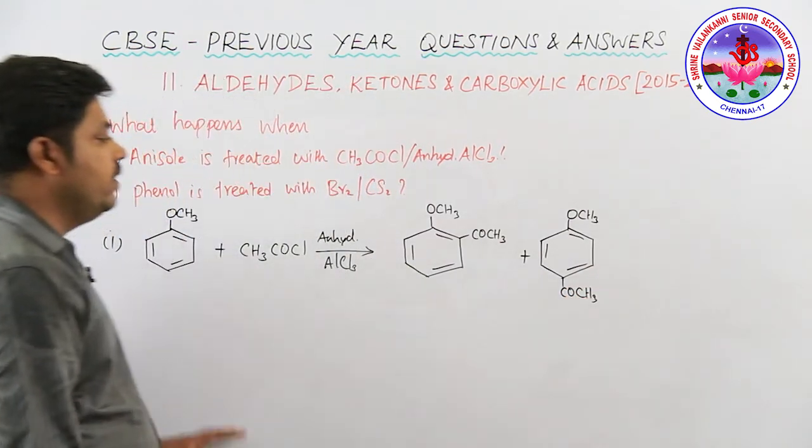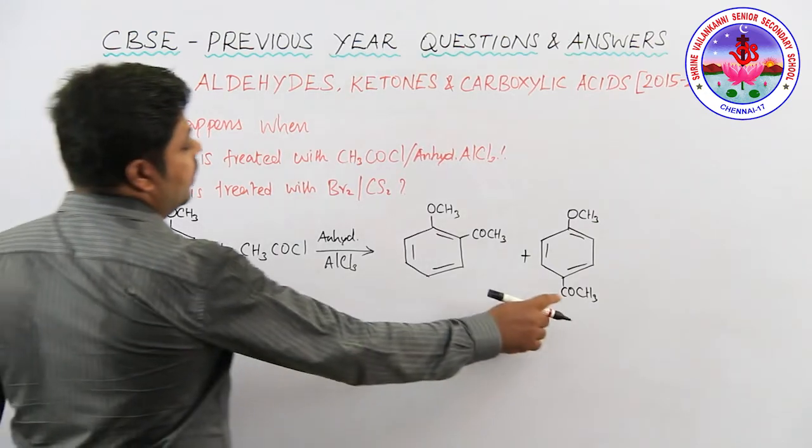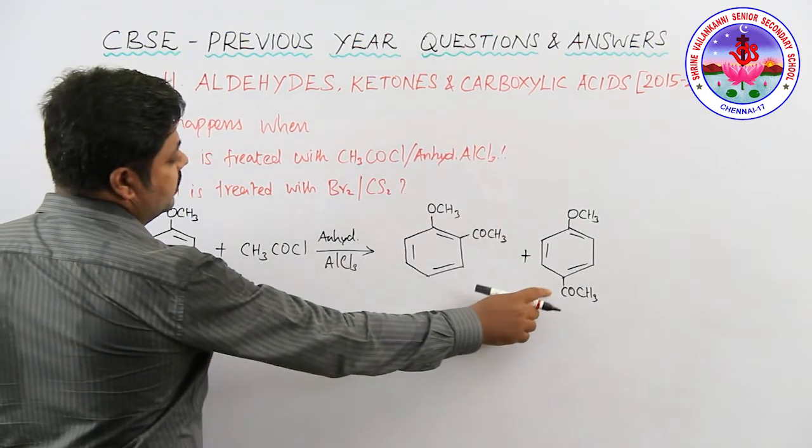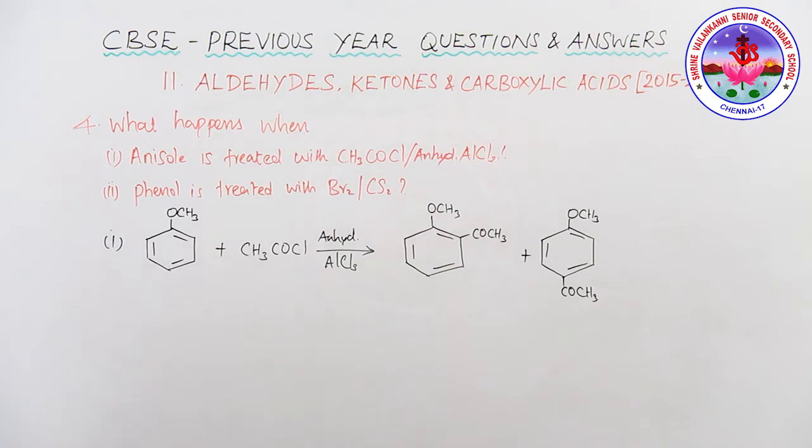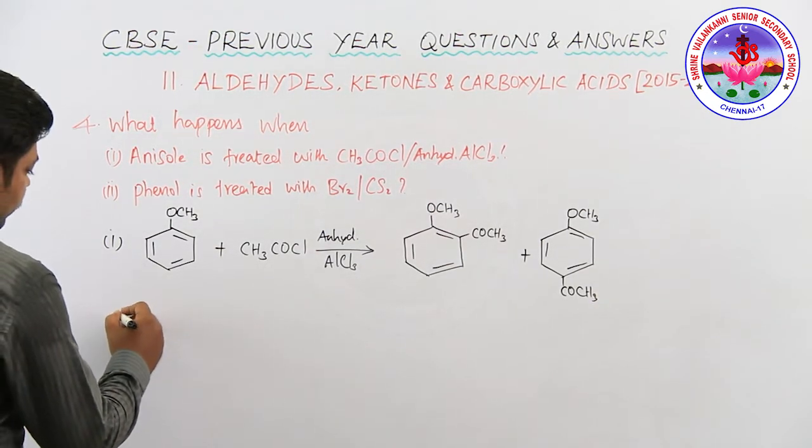So, you will get two different products. Here the para product is the major product, that is 4-methoxyacetophenone is the major product. Then the second is what? Phenol.